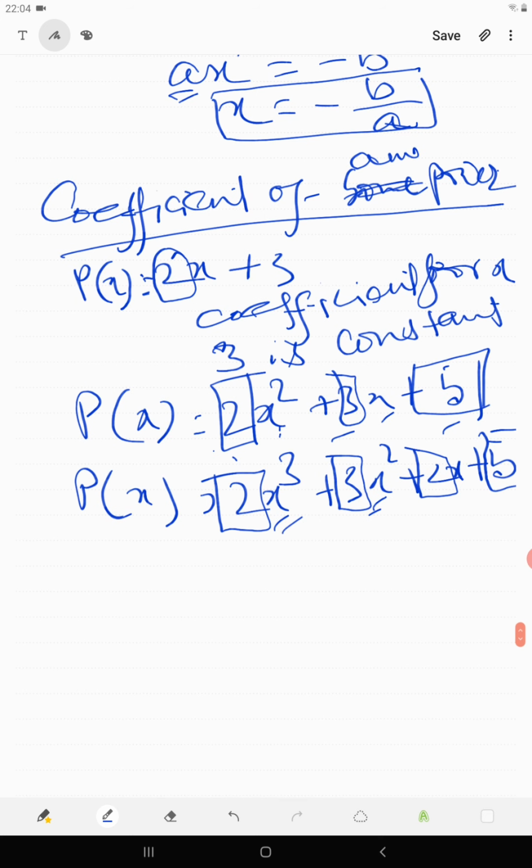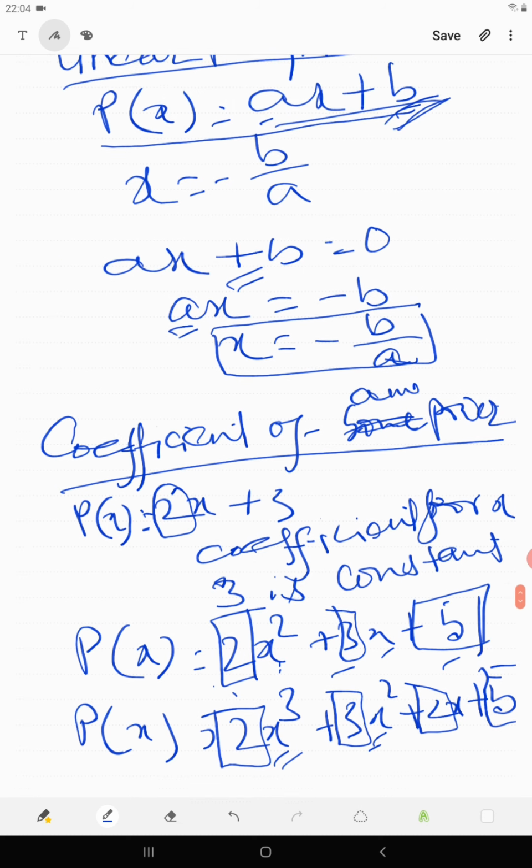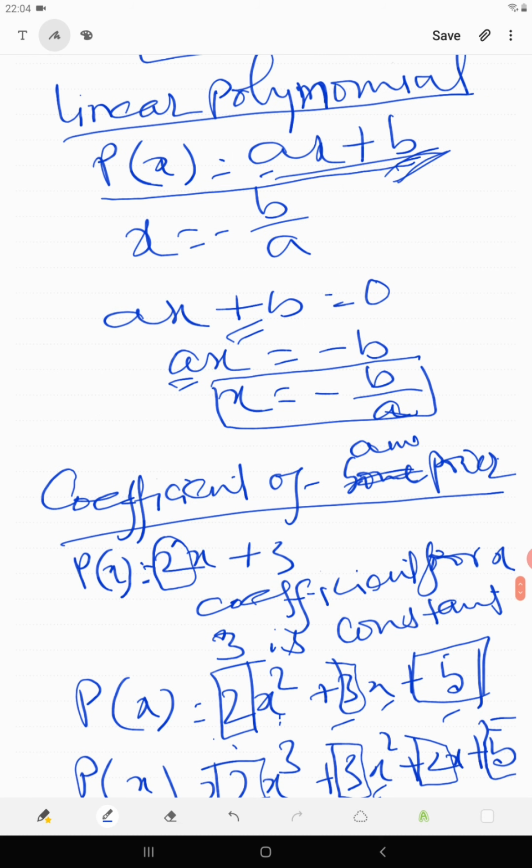So this is the coefficient. So you understood degree and coefficient. This will be helpful for you when you are solving. Okay, now let's come back to the linear polynomial. So here the coefficient of x is a and b is the constant term.